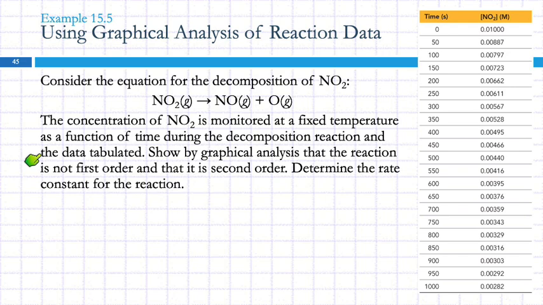So they tabulated the data, and they're saying, show by graphical analysis that the reaction is not first order, and that it is second order, and determine the rate constant. So here we have 0 to 1,000 seconds and the concentration of our reactant in moles per liter. To show that it's not first order, we're going to do a first order graph and see that it's not linear. To show that it is second order, we're going to do the second order graph and see that it gives us a straight line.